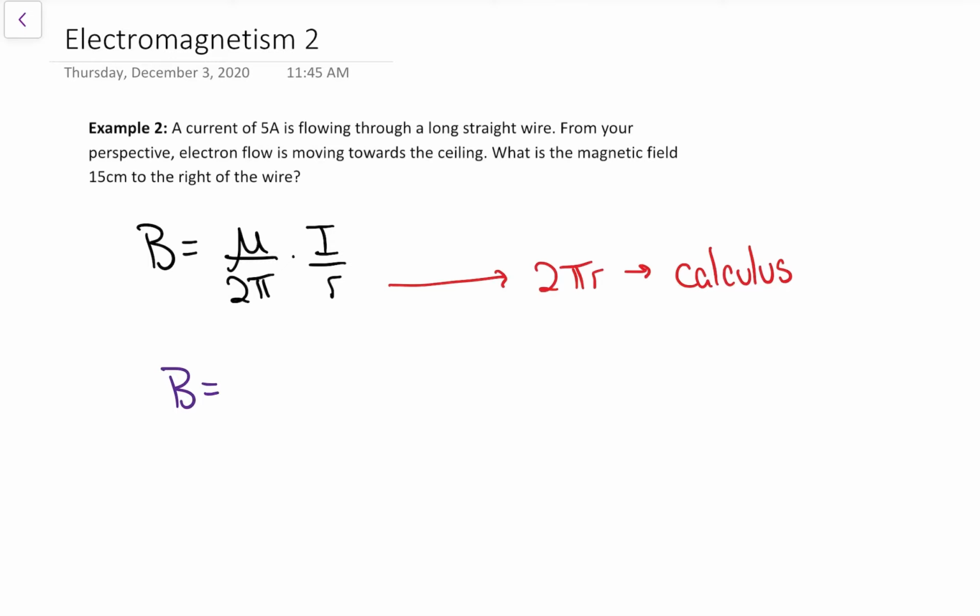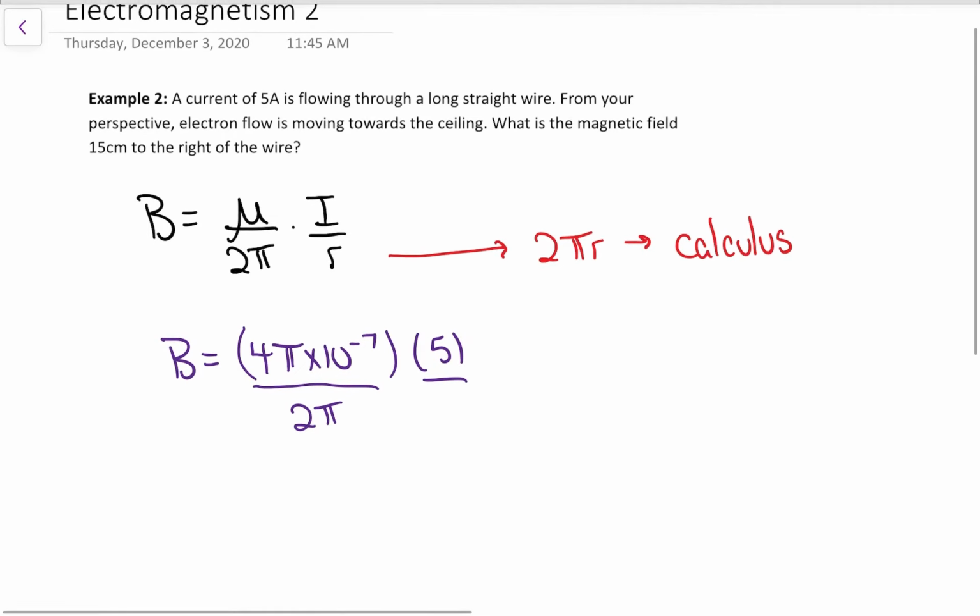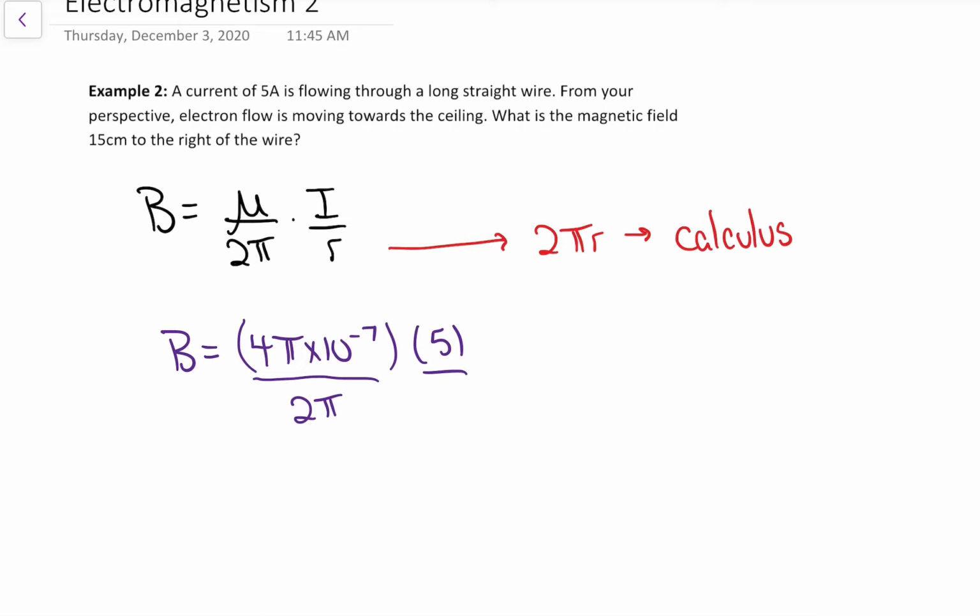For the numbers in this question, the magnetic field constant, when we're in air, is always 4 pi times 10 to the negative 7. It's got some funny units that make it work out, so we end up with a number in teslas. We're going to divide that by 2 pi, and multiply that by our current of 5. And our R value that we're interested in is 15 centimeters away from the wire, so put that in meters to be 0.15.